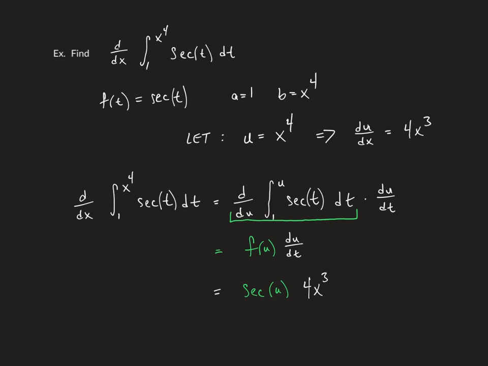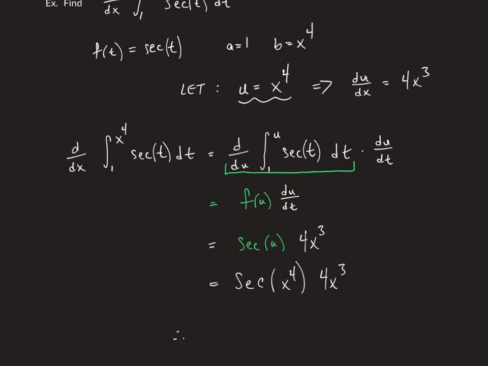Now here's our expression where we can just make one more little substitution, because we know what u is equivalent to. That's just going to be secant of x to the fourth, because u is x to the fourth, times 4x to the third. So therefore, we can make the statement that the derivative with respect to x of the integral from 1 to x to the fourth of secant of t dt is equivalent to, and I'm going to put the 4x cubed in front, times secant of x to the fourth.